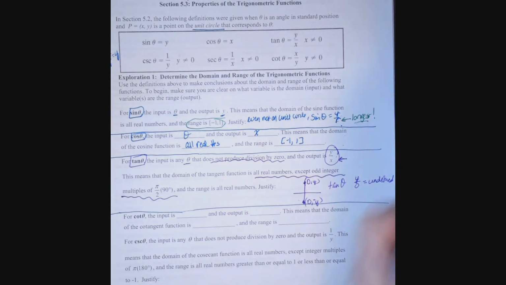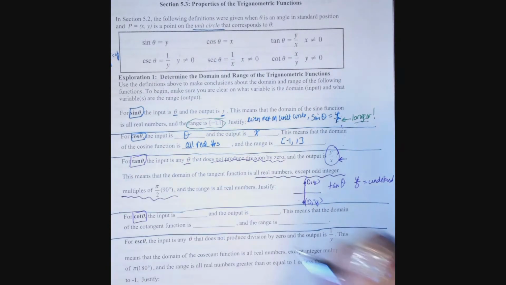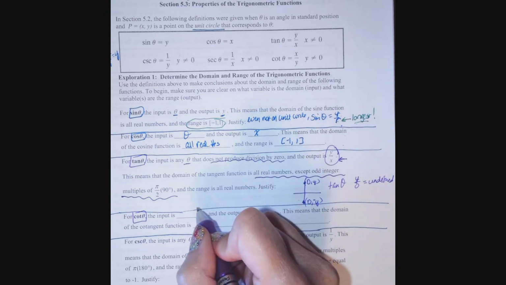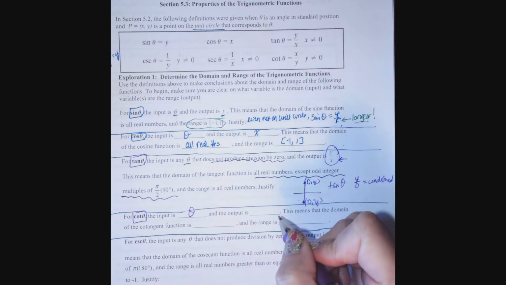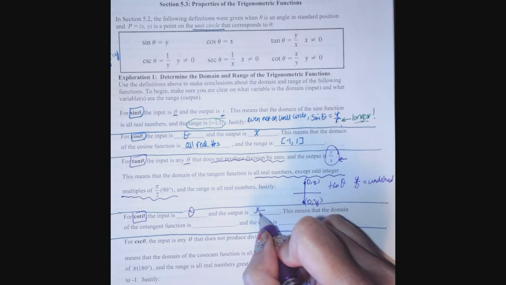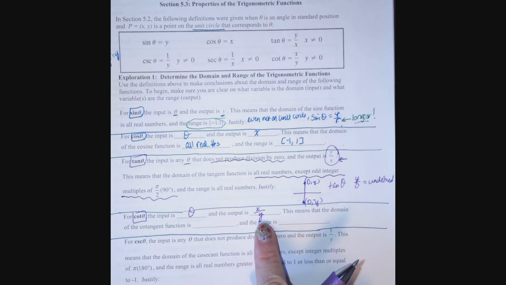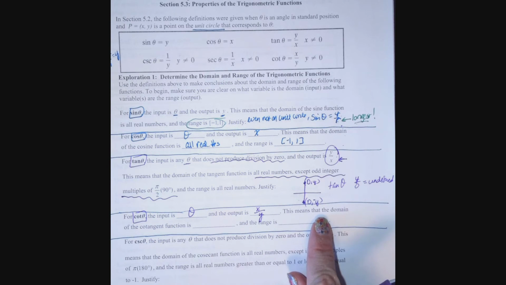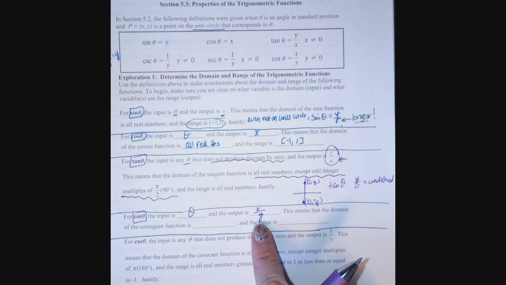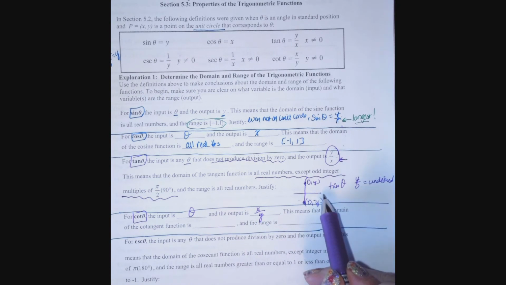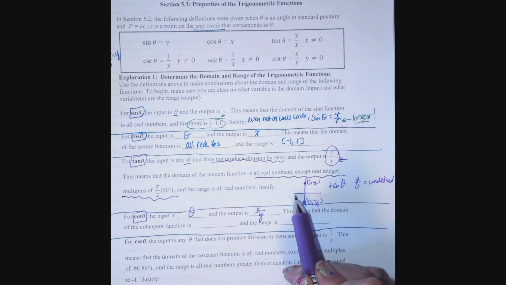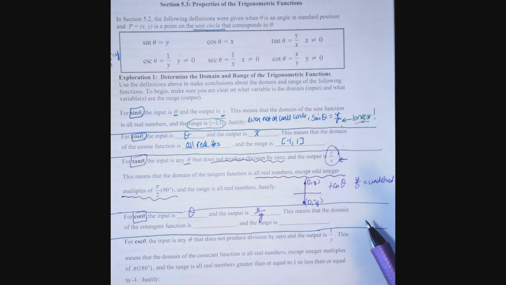Well, what about cotangent? Does cotangent have the same set of restrictions? Is it undefined where x is 0? For cotangent, the input is going to be theta, and the output is going to be x over y. So now my y is in the denominator. That means that my domain has to be restricted to those places where y is not 0. Well, where is y 0? Well, y is 0 on the x-axis, so it's going to be at those full values of pi.